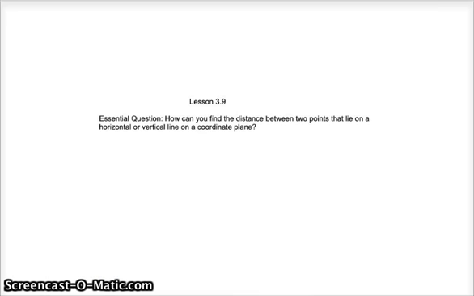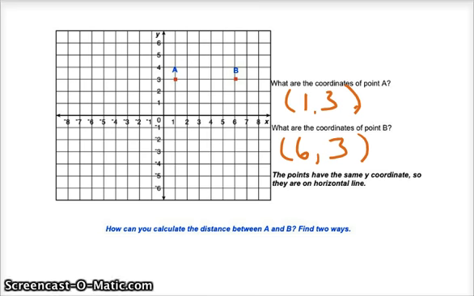Okay, today we're going to talk about how to find the distance between 2 points on the coordinate plane. So on this coordinate plane here, you can see that we have point A at 1, 3 and point B at 6, 3. Okay, these coordinates are both in the first quadrant. They both have a positive value. Okay, and they have the same y coordinate, which is 3. So they form a horizontal line.